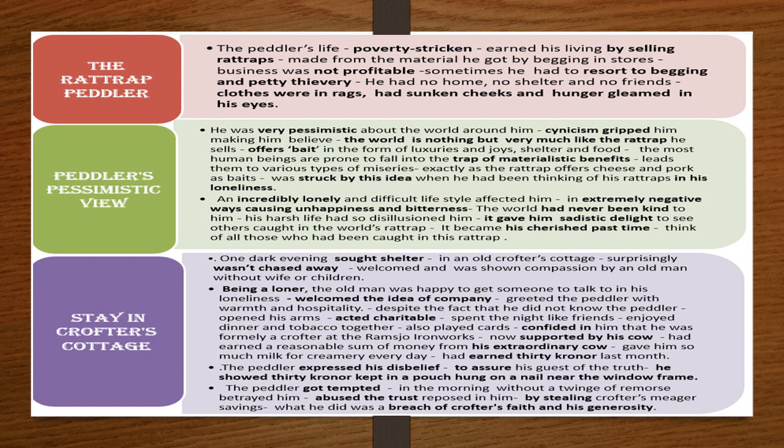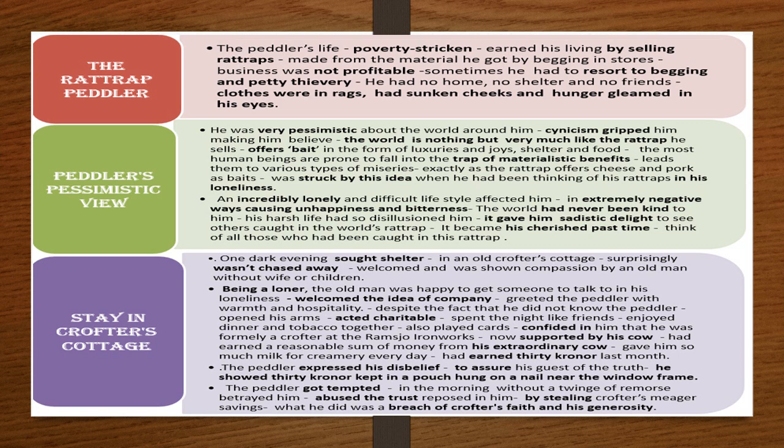Here we begin with the storyline. The central character is a peddler whose life was poverty stricken. He earned his living by selling rattraps, which he used to make from the material he got by begging in stores or big farms. But this business was not enough for his livelihood. So sometimes he had to resort to begging and petty thievery in order to survive.